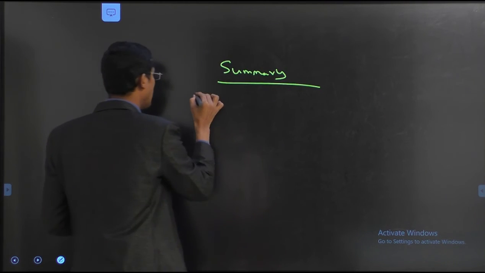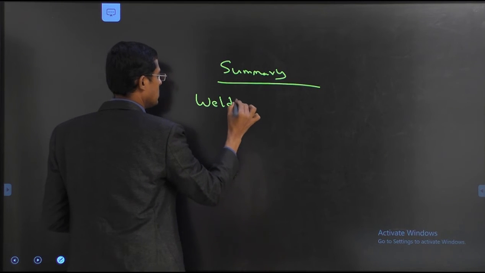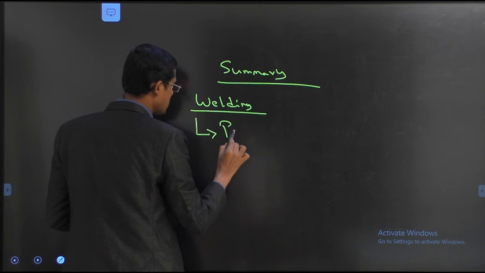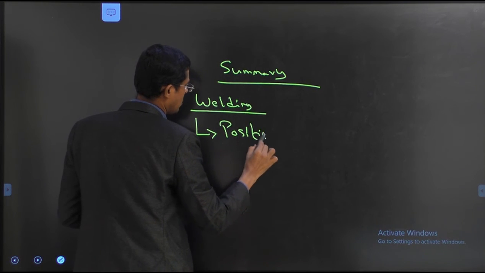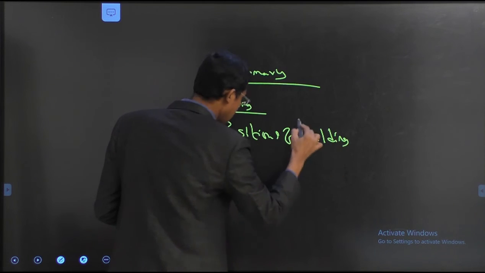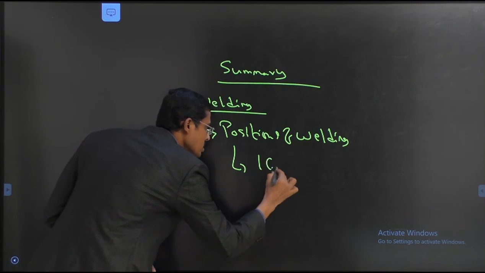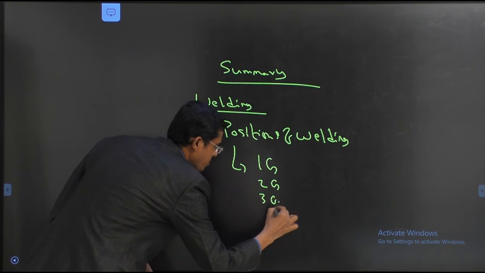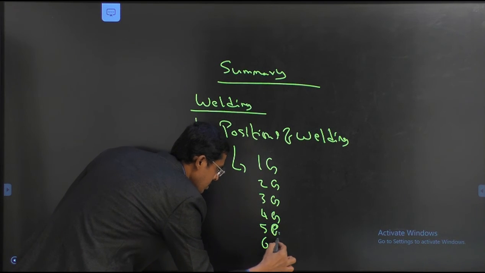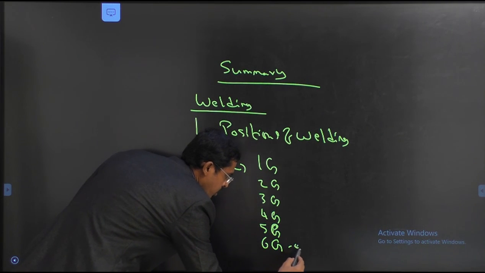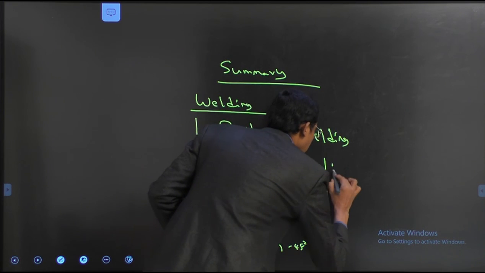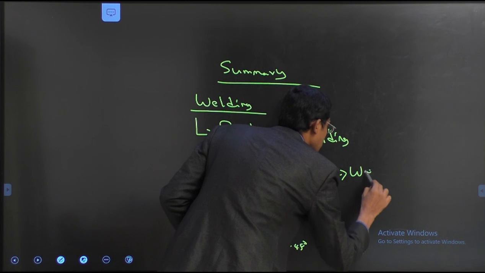Summary in welding. We have seen about the various positions of welding. In this we have seen about 1G, 2G, 3G positions, 4G overhead positions, 5G pipe positions, and 6G inclined positions such as 45-degree inclined positions. These things we have seen, and also we have seen about the weld zones.